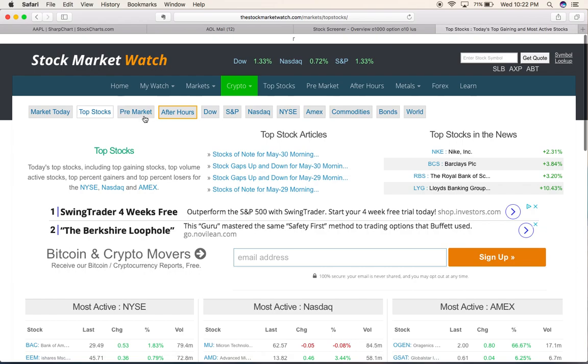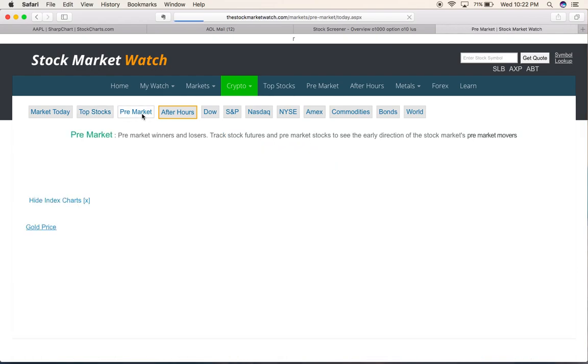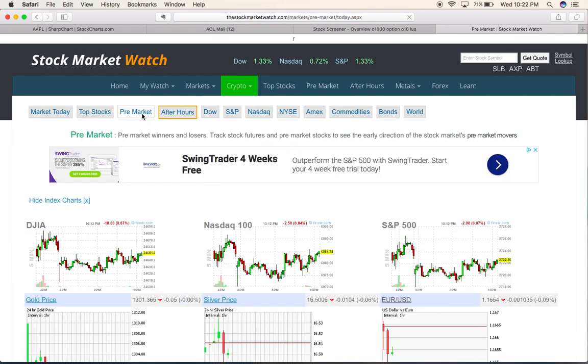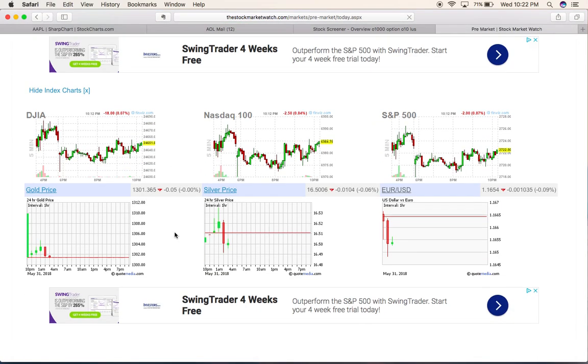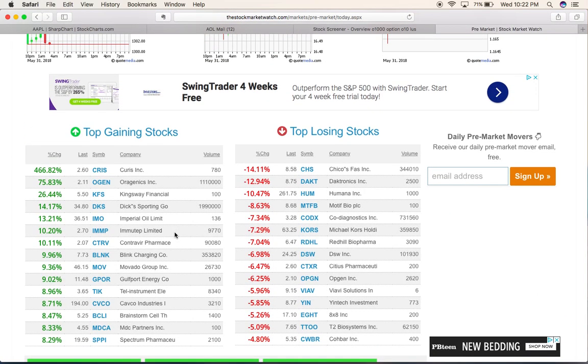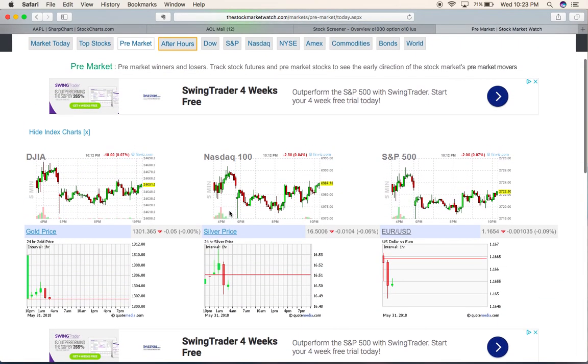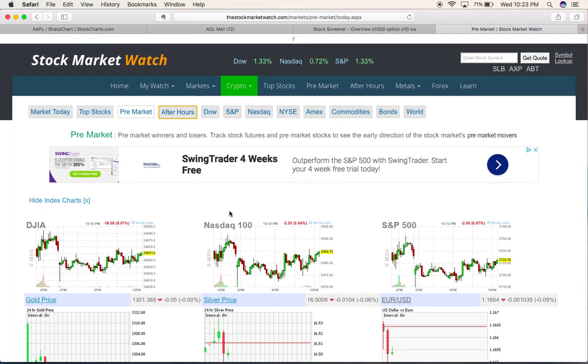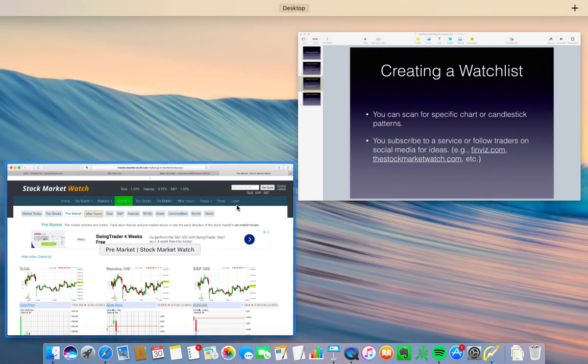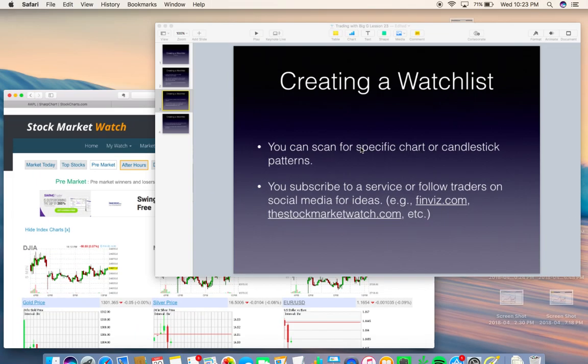In the mornings, you can also go to the pre-market tab here. This is at nighttime, so what you're seeing here will be a little different, but basically it'll show you the top gaining and the top losing stocks prior to the market opening. That's always a good indicator, especially if you're a gap trader. It'll show you stocks that are going to be gapping up or gapping down that day. So there are tons of different ways to look for hot stocks and what's moving.